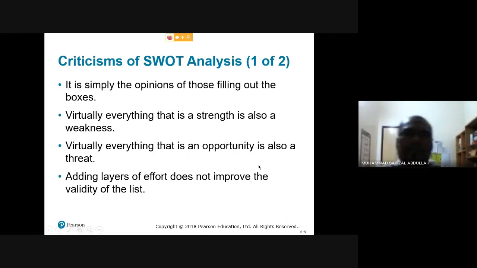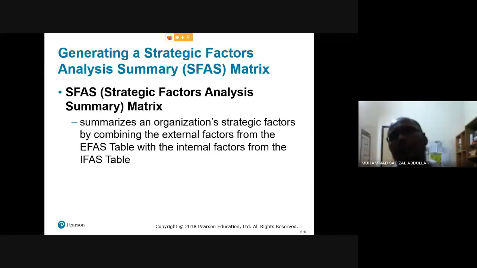Read about this criticism of SWOT analysis. I think this is quite an interesting question to ask in the quiz, maybe. Okay, all right. Now we want to focus on the SFAS matrix. This is our concern, the first learning objective.